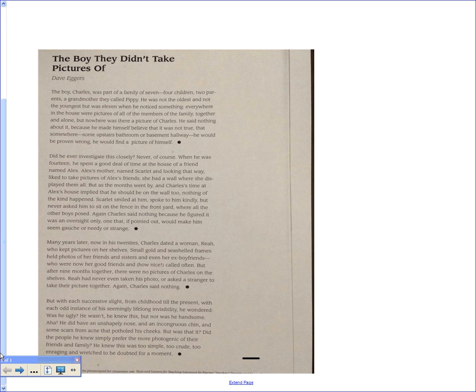The piece we'll be using is A Boy They Didn't Take Pictures Of by Dave Eggers. The boy, Charles, was part of a family of 7, 4 children, 2 parents, and a grandmother they called Pippi. He was not the oldest and not the youngest, but he was 11 when he noticed something. So it's saying underline not the oldest and not the youngest. I'm going to make an assumption that he has middle child syndrome.